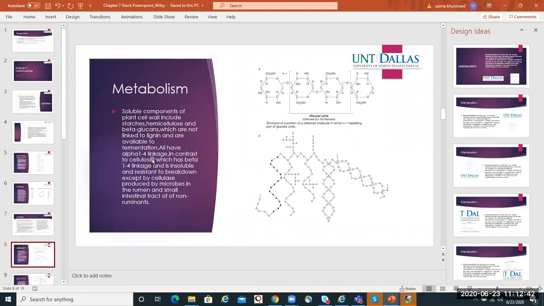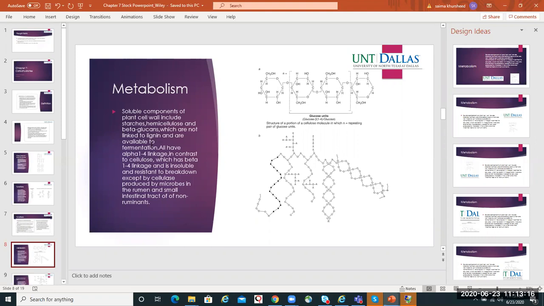So let's now talk about the metabolism of the carbohydrates. It starts with the preparation for absorption, that's the digestion in the small intestine. Here you can see the structure of cellulose and pectins in this figure. Soluble components of the plant cell wall include the starches, hemicellulose, and beta-glucans, which are not linked to lignin and are available to fermentation.